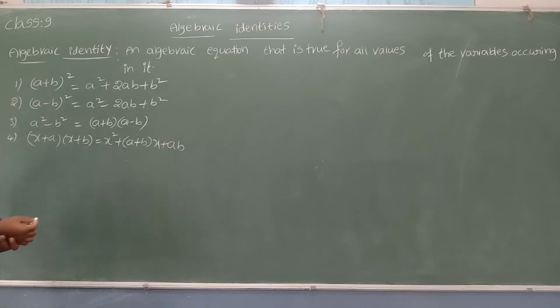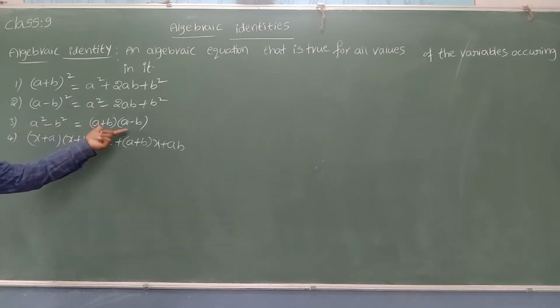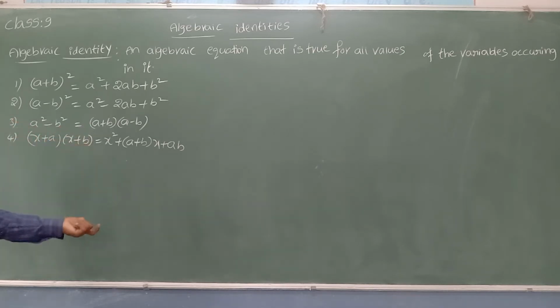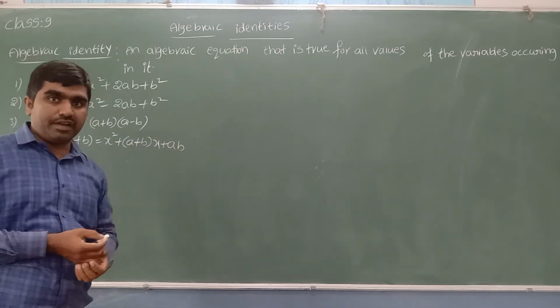So these identities we already learned in previous classes. What do we call all of these? These are called algebraic identities, the reason being they are true for all the values of the variables. Suppose you take the identity a² - b² = (a + b)(a - b), you can take a equal to 5, b equal to some value, substitute. You can take a equal to 20, b equal to 10, substitute. It is true for all the cases. Because of that only, these are called algebraic identities.